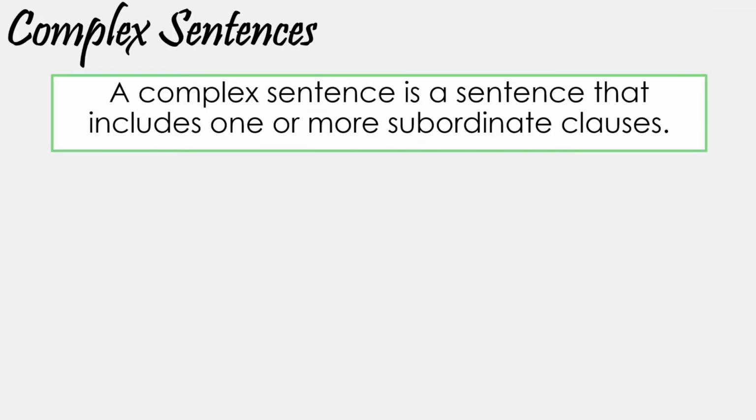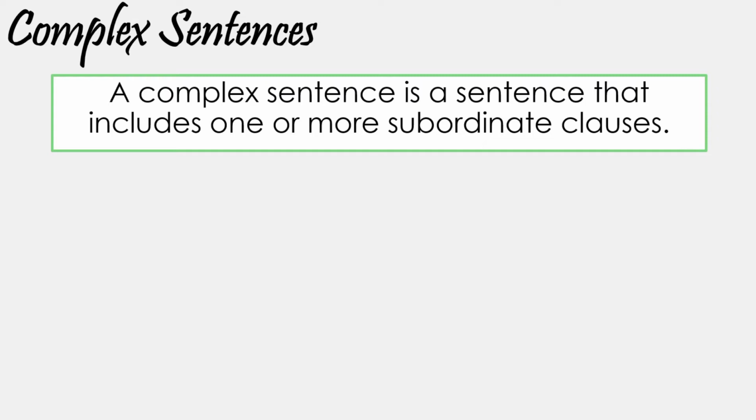Okay, so now we get main clauses and subordinate clauses. It makes explaining complex sentences much easier. A complex sentence is a sentence that includes a subordinate clause. If it's got a subordinate clause, it's a complex sentence.